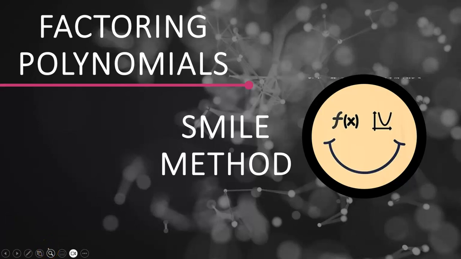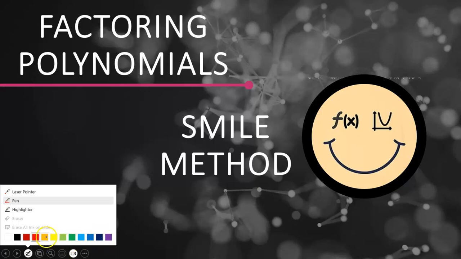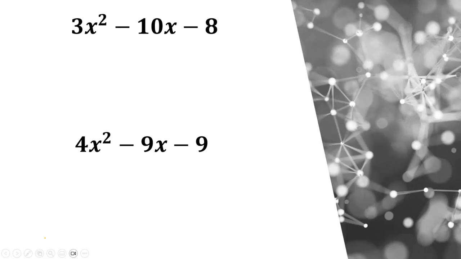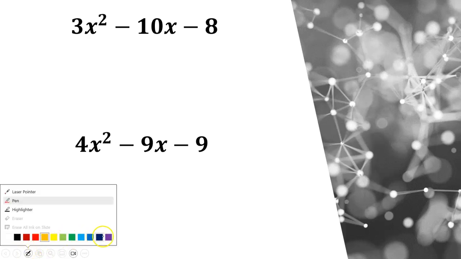All right, well, welcome. In this video, I'm going to show you another method of factoring called what I like to call the SMILE method. And you'll see why in a minute, why I like to call it that method. Let's look at this first example. So here we have 3x squared minus 10x minus 8.